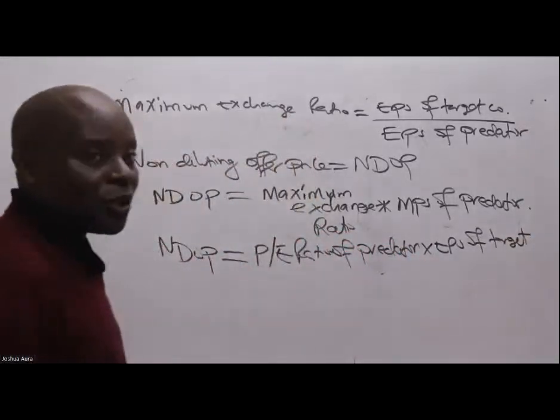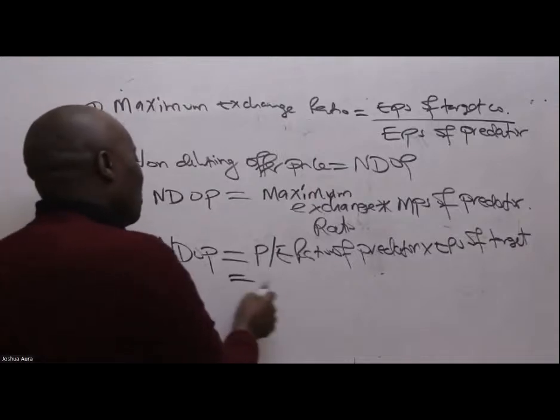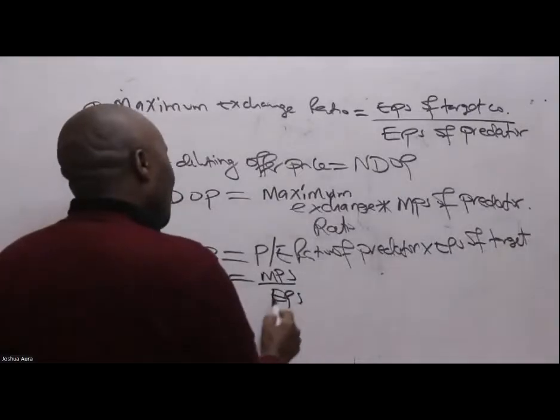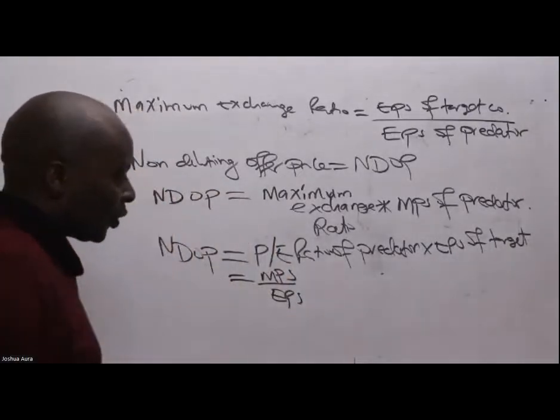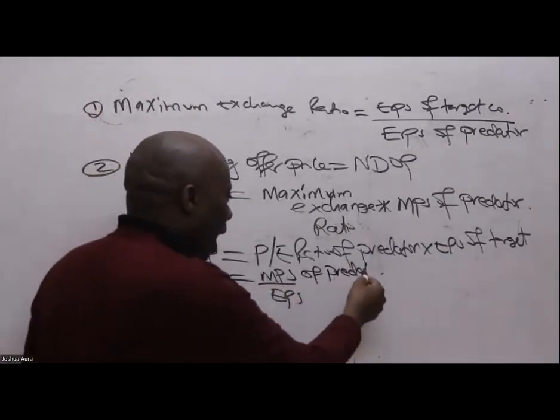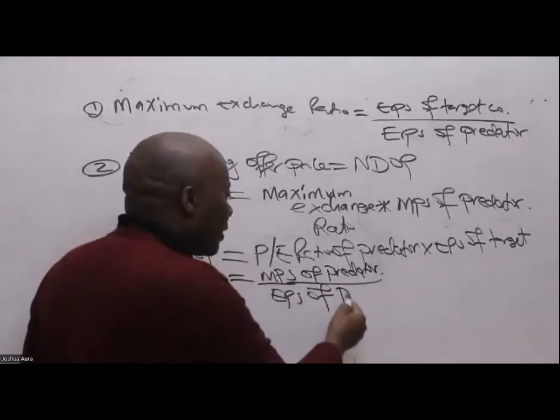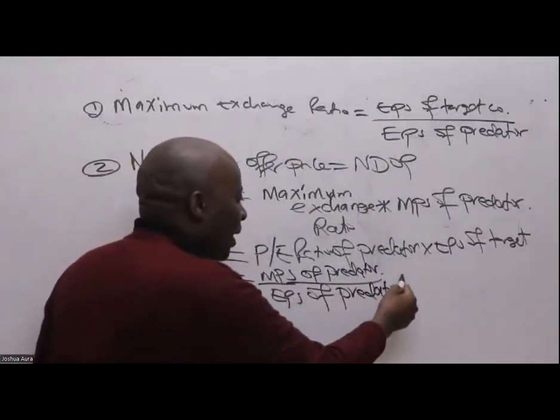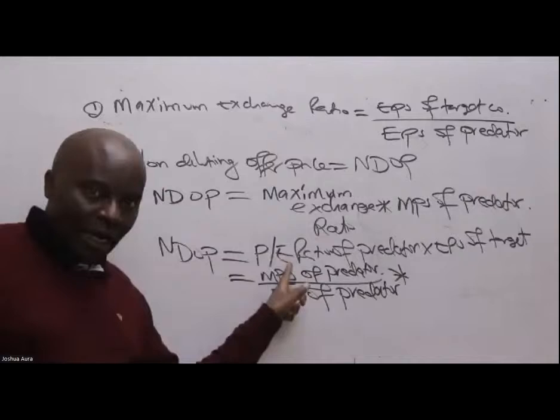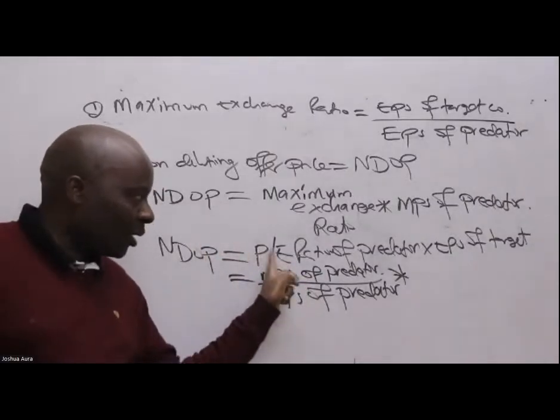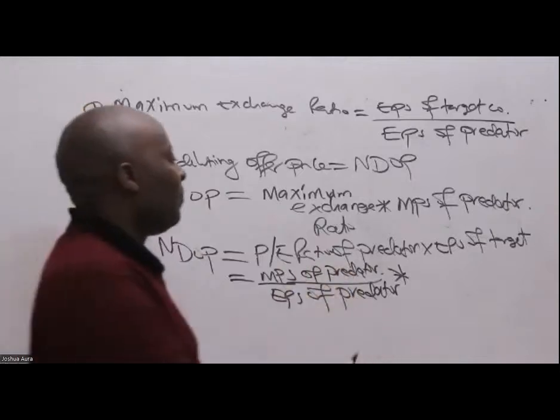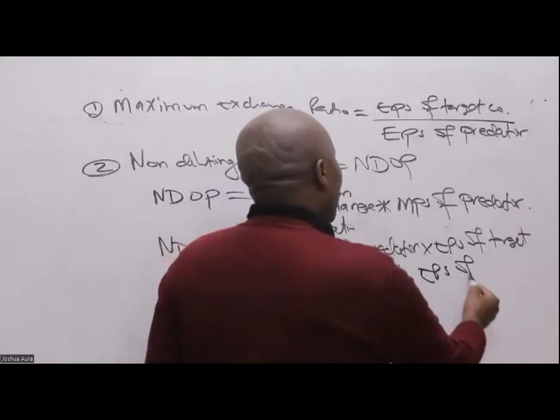And what Mr. George is telling us is that this PE ratio, of course, he knows the formula. It is MPS all over EPS. So it is MPS of predator all over EPS of predator. Price earnings ratio. So it's price of the predator, earnings of the predator, times EPS of the target company.